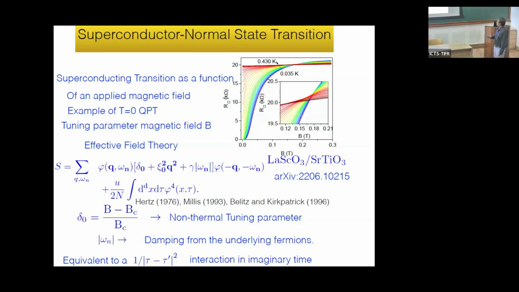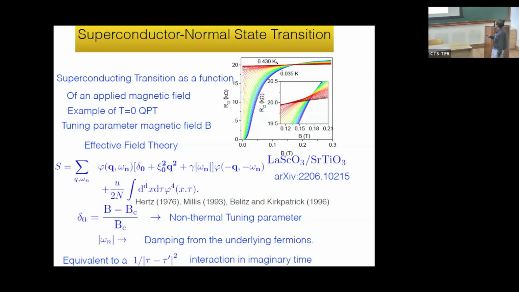This mod omega damping, if you do a Fourier transformation, essentially becomes a 1 over tau minus tau prime squared interaction in imaginary time. This is an old, very well-established way of doing things. You can see it in the original paper of Hertz, Millis, and for the itinerant antiferromagnet, Belitz and Kirkpatrick, who initially looked at what would happen if you add disorder to the system.